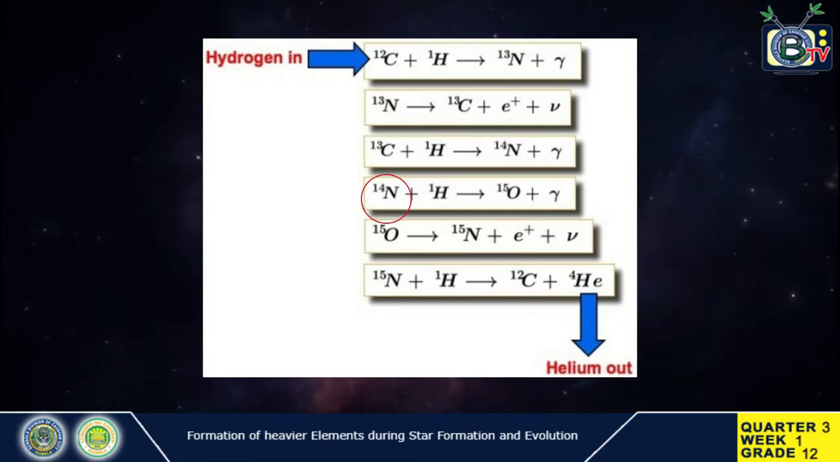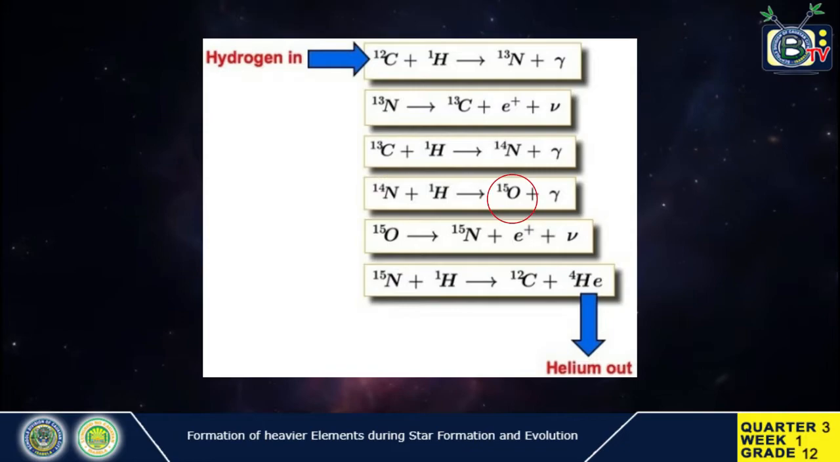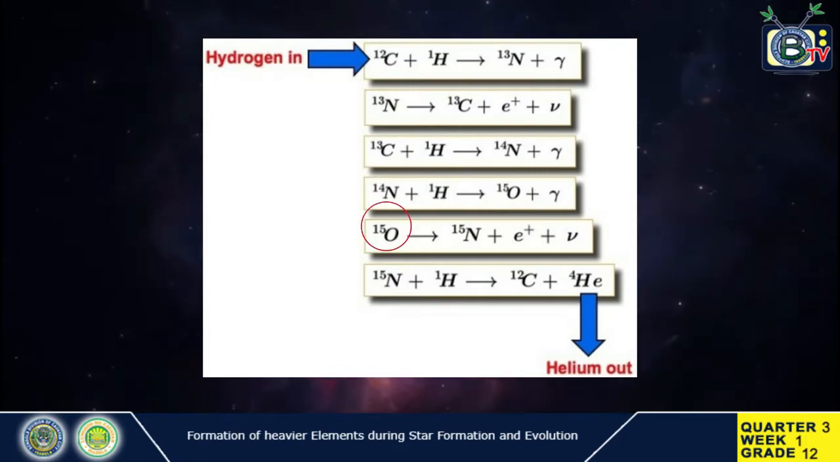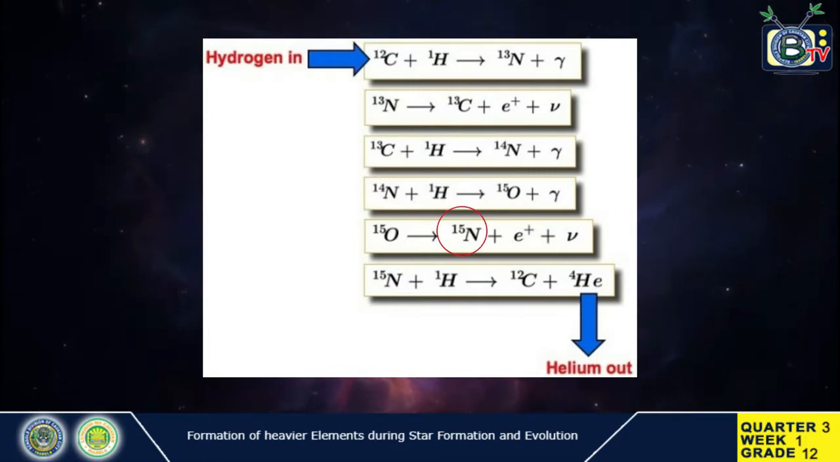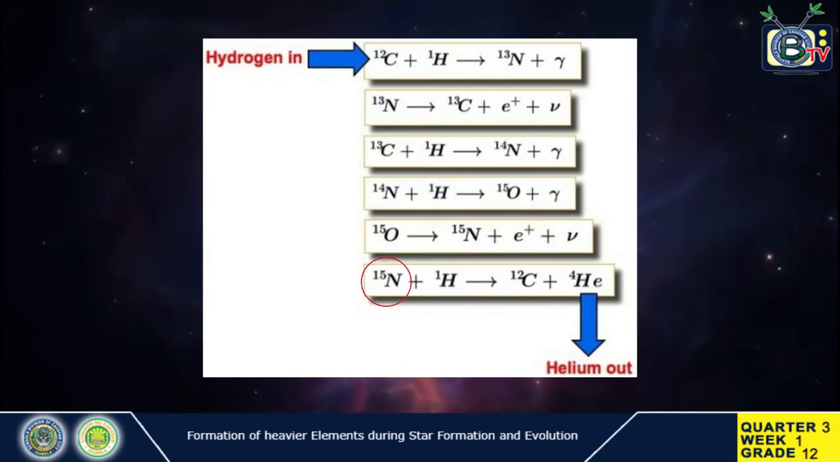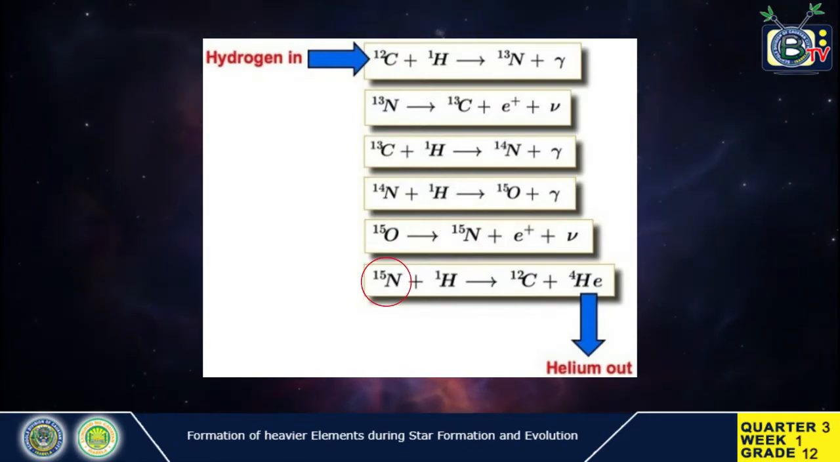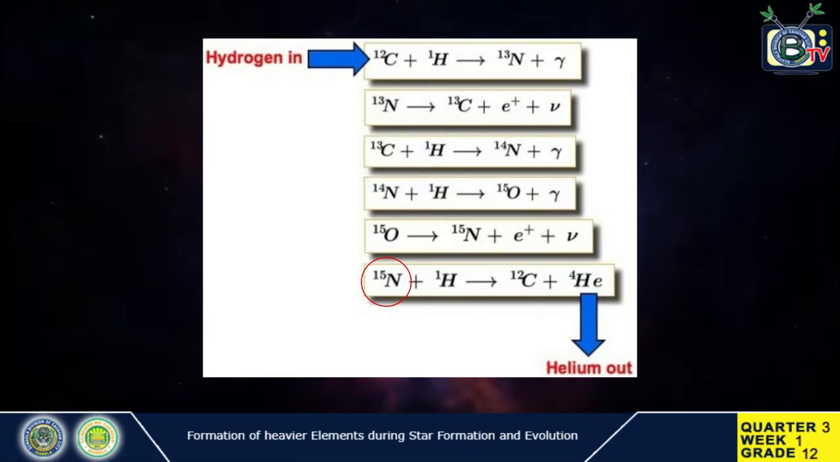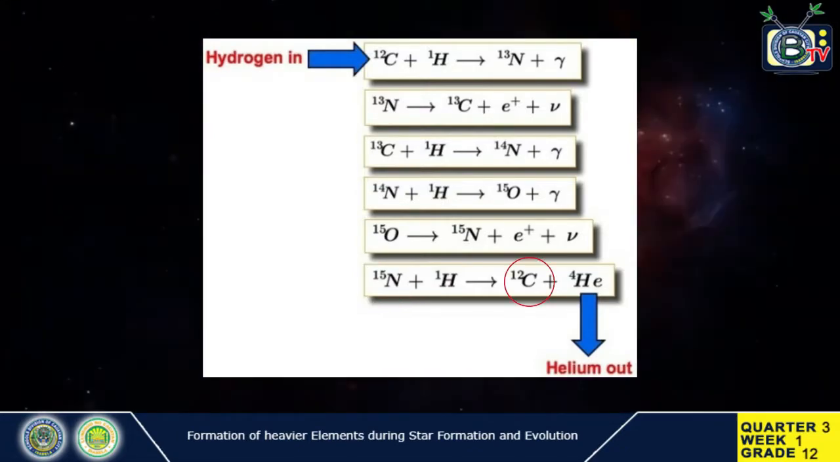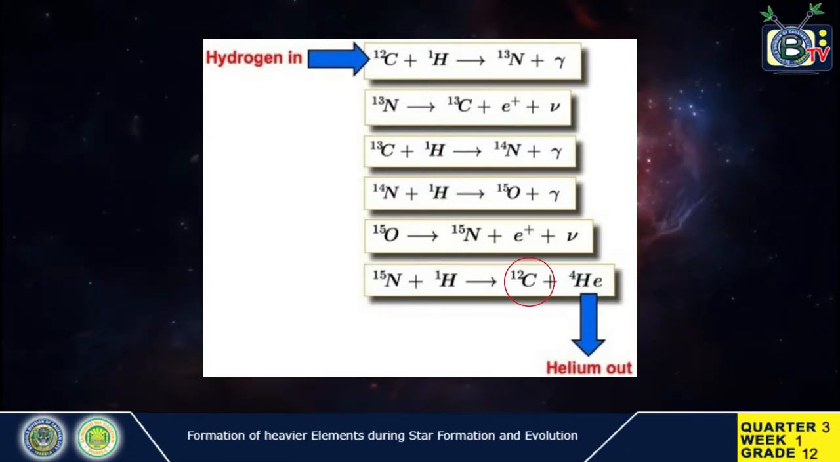Nitrogen-14 captures another proton and becomes oxygen-15 by emitting a gamma ray. Oxygen-15 becomes nitrogen-15 via beta decay. Nitrogen-15 captures a proton and produces a helium nucleus or alpha particle, and carbon-12, which is where the cycle started.